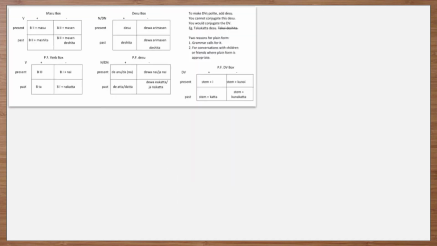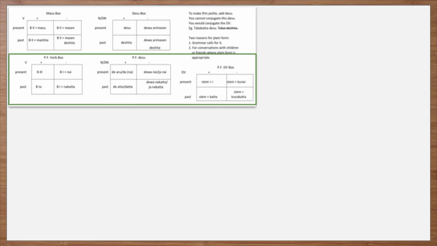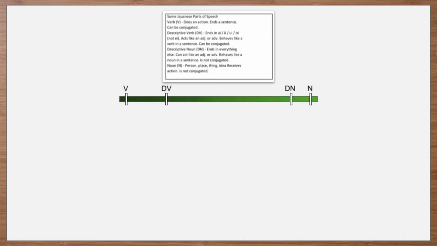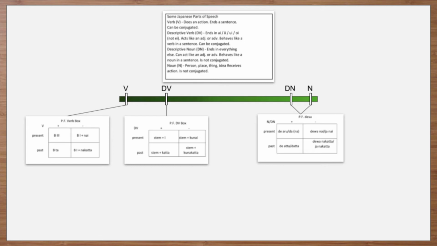This section at the bottom of the second page of the grammar card has our conjugation boxes. We'll look at the lower half first. These matrices direct you on how to change any kind of word in Japanese into positive or negative, and past or present. Remember, these are the 4 kinds of words in Japanese. If we put them on a continuum, you have verbs on one side, nouns and descriptive nouns on the other, and descriptive verbs are near true verbs. These boxes show you how to modify your word.